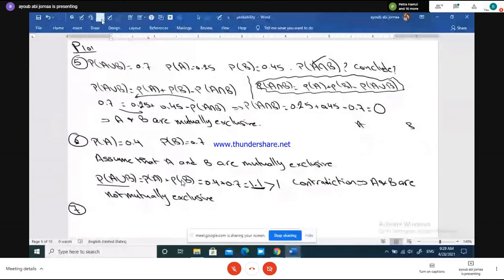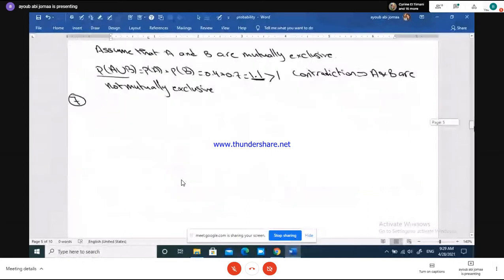منشان هيك حطيت ال probability of A plus probability of B بلا minus probability of A intersection B. لأنه هون I said assume that A and B are mutually exclusive. مظبوط. ليش equal 0؟ لأنه هون we assume that A and B are mutually exclusive. Exercise 7.